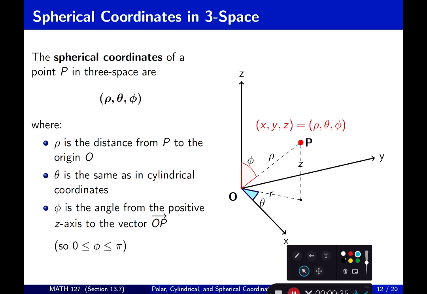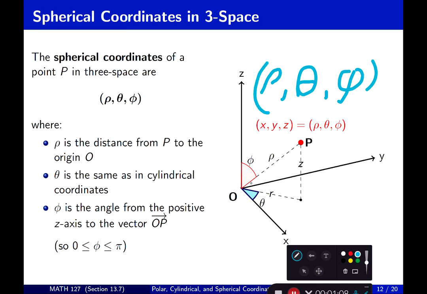Phi is the angle from the positive z-axis to the vector OP. And phi is always between 0 and pi. So it's not a full rotation, it's just a half rotation. Again, let's write this down. Usually it causes a little bit of trouble. Rho, theta, and phi.